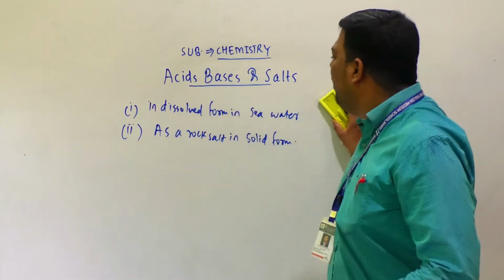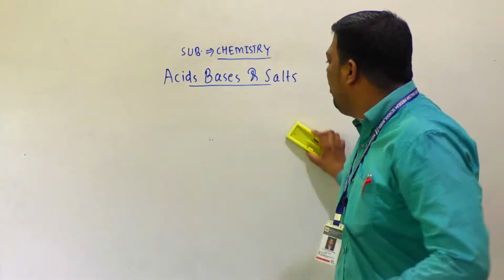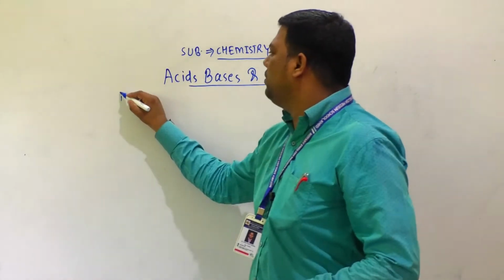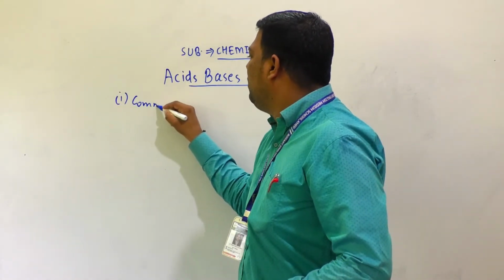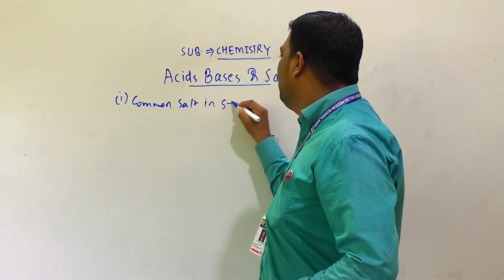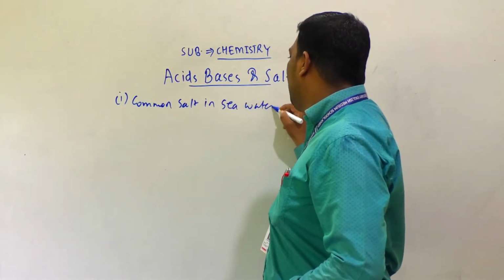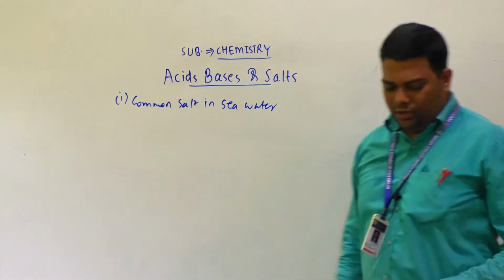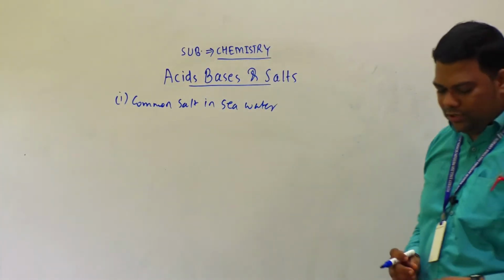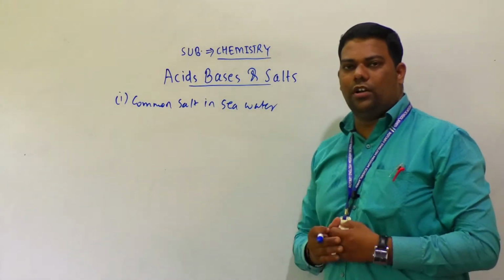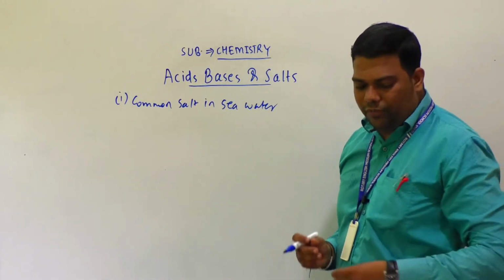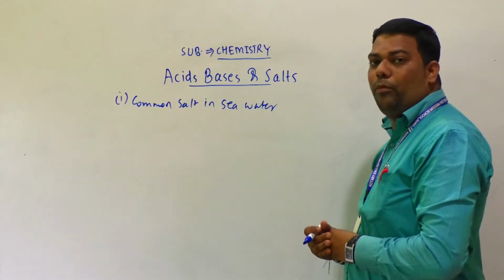First we will discuss common salt from sea water. How is it obtained? Sea water contains dissolved salts, which are obtained after evaporation in shallow pools.